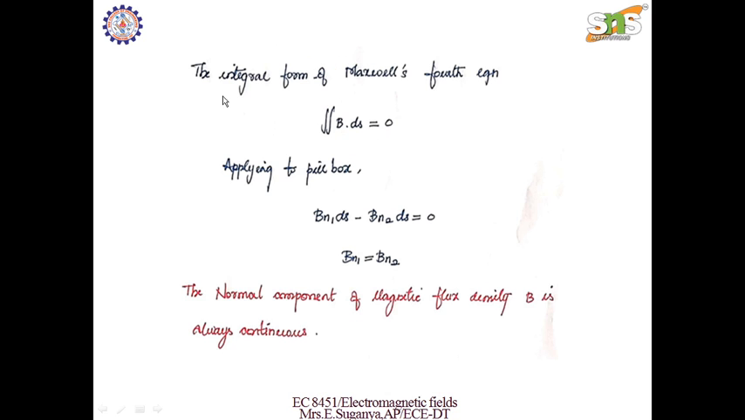Now I am considering the integral form of the fourth Maxwell's equation, B dot ds is equal to 0. Applying this condition to the pillbox, my equation becomes Bn1 ds minus Bn2 ds is equal to 0. We can bring Bn2 to the right hand side. This shows that Bn1 is equal to Bn2. This shows the normal component of your magnetic flux density B is always continuous. Thus, we have obtained all the four boundary conditions. Thank you.